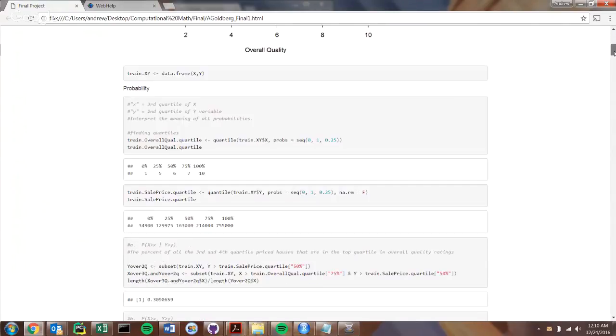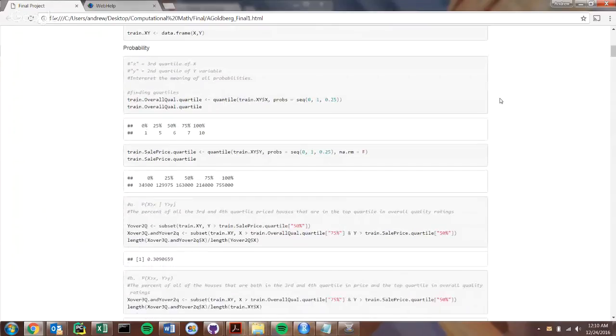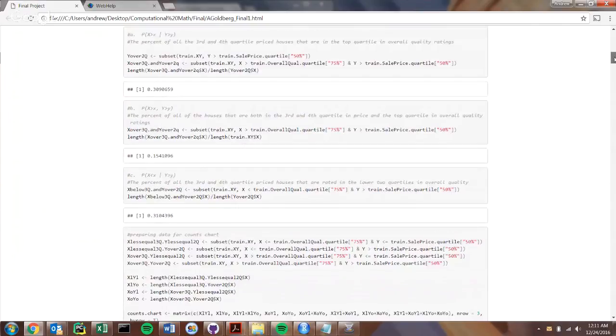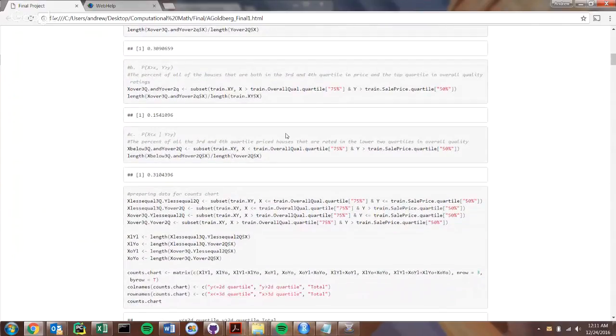Going further down, we look at some probability questions. To interpret each of them, we have the percent of all the third and fourth quartile price houses that are in the top quartile in overall quality ratings, which is about 31%. We have the percent of all the houses that are both in the third and fourth quartile in price and the top quartile in overall quality ratings, which is about 15%. We have the percent of all the third and fourth quartile price houses that are rated in the lower two quartiles in overall quality, which is around 31%.